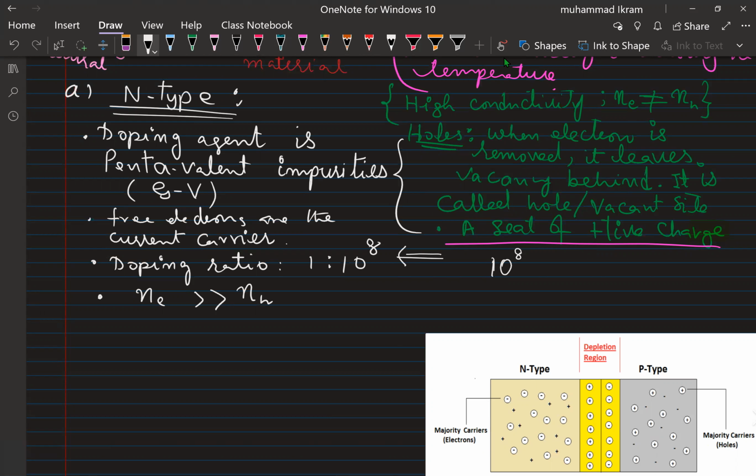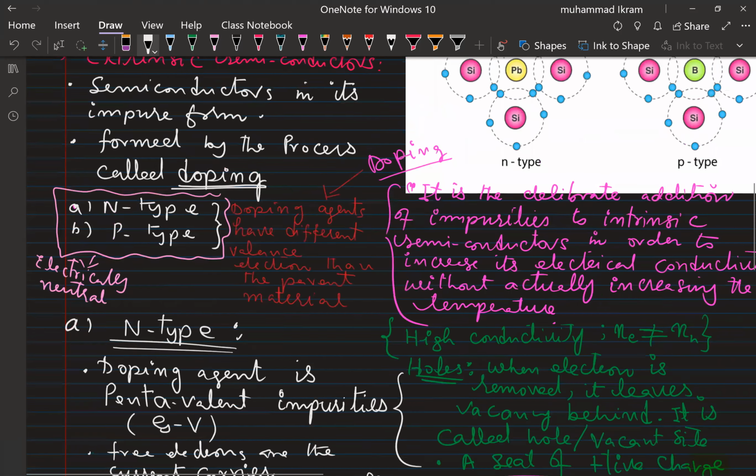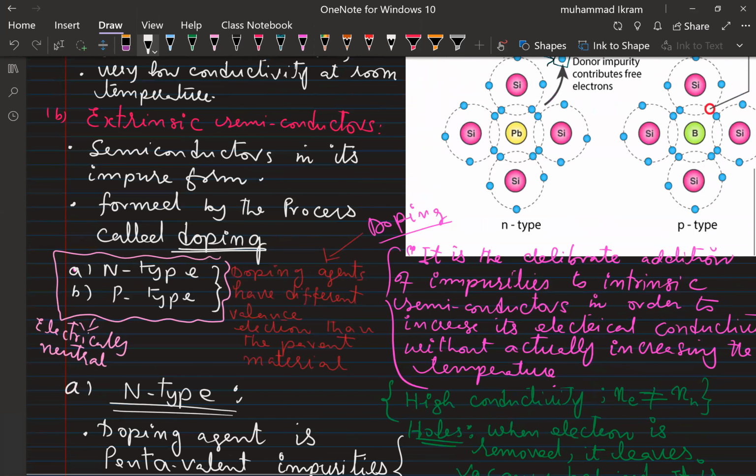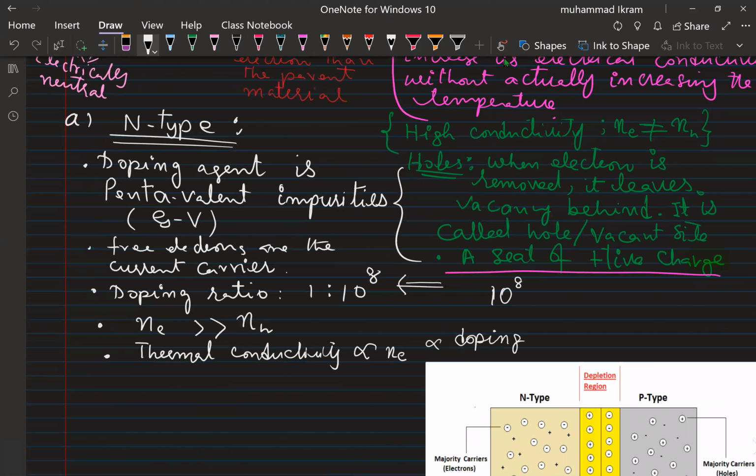Second, the thermal conductivity. Thermal conductivity is directly proportional to the number of free electrons. So what does this mean? It is directly proportional to doping. The greater the doping, the greater will be the thermal conductivity, right? As I told, electrically this is a neutral n-type.